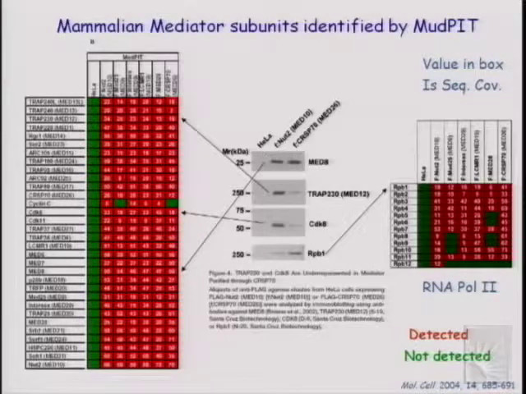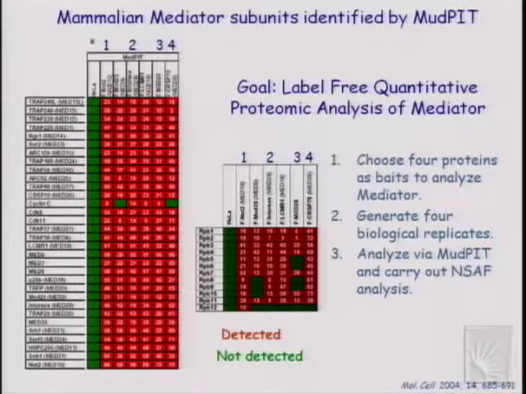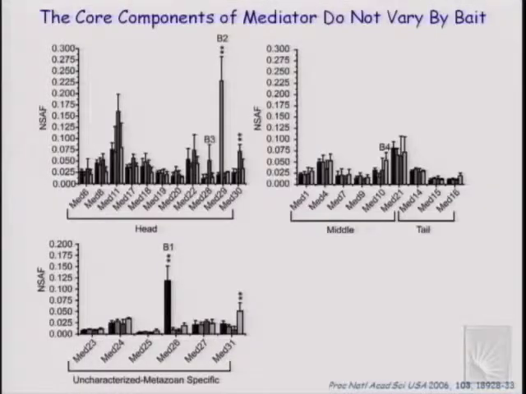CDK8 is different, where we have 33 to 18. We have this difference in RPB1, where we have 41% to 18%. So we have this correlation of the semi-quantitative Western blotting with the sequence coverage. So we wanted to redo this study in a much more quantitative fashion, where we're going to do a label-free quantitative proteomic analysis of Mediator. It shows 4 different baits, with 4 biological replicates, analyzed by MudPIT and NSAF and then statistical analysis. So here are the core components of metazoan Mediator, where the B's stand for the actual baits.